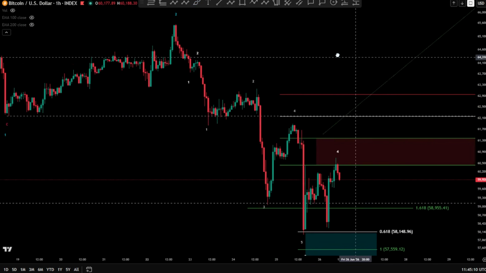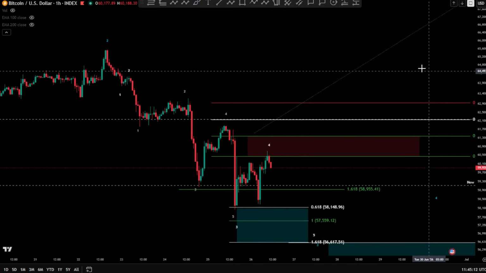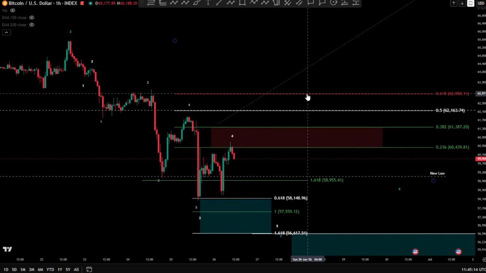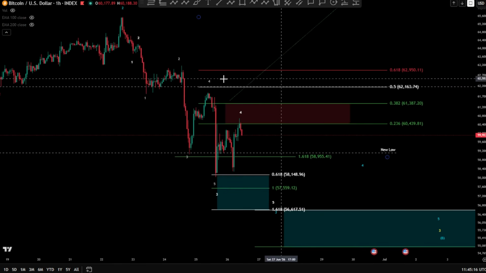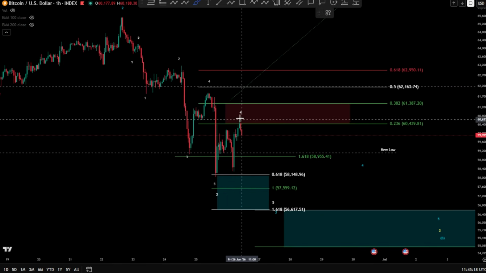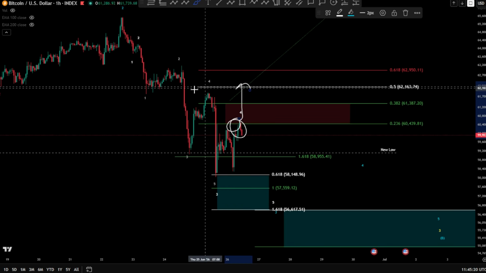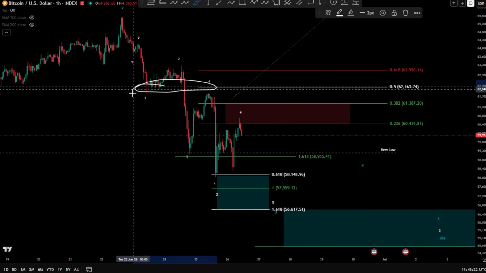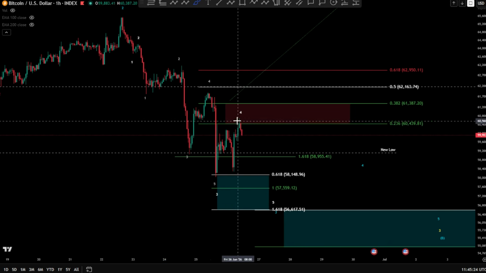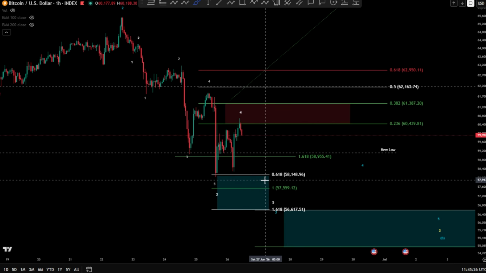Perfect timing and perfect fib levels as expected, because the 0.23 is the minimum requirement here without invalidation, meaning you don't want to see the wave 4 pushing higher to take, of course, this zone area as a zone 1, and we would like to continue to push towards the downside.